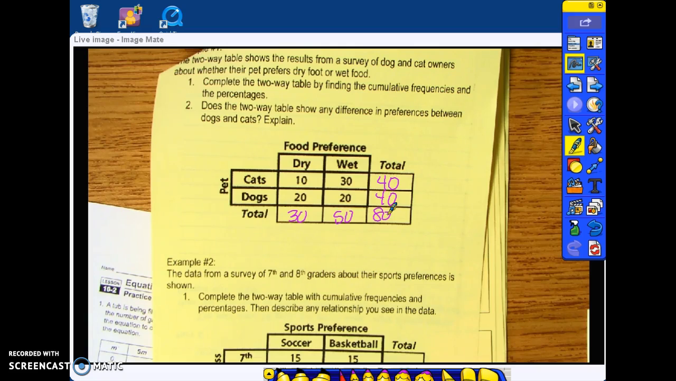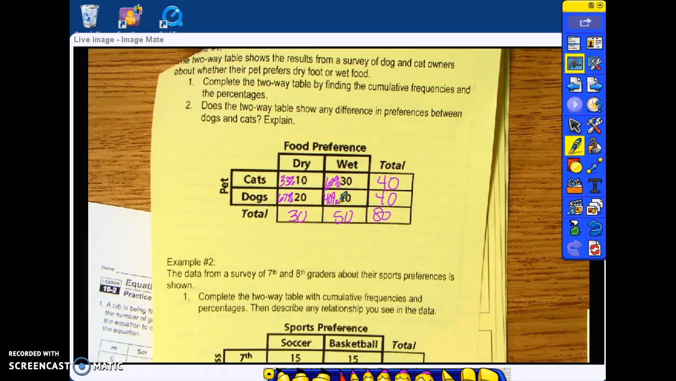And then, of course, our percentages would be 10 divided by 30 and 20 divided by 30 for our dry food. When we get 10 divided by 30, that's 33%. So this gives us 67%. 30 divided by 50 gives us 60%, and that leaves us with 40%.